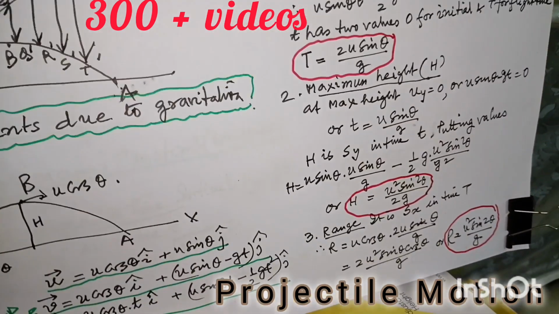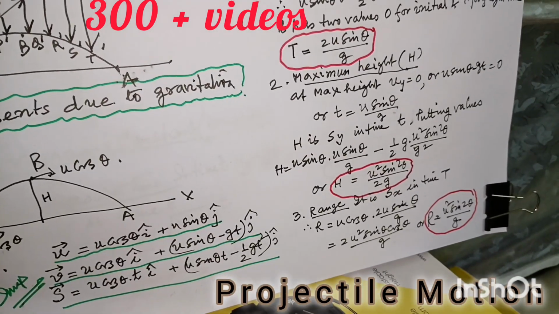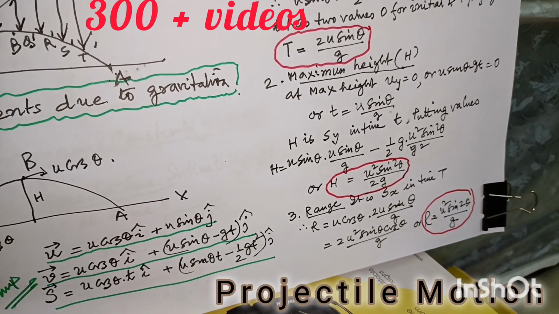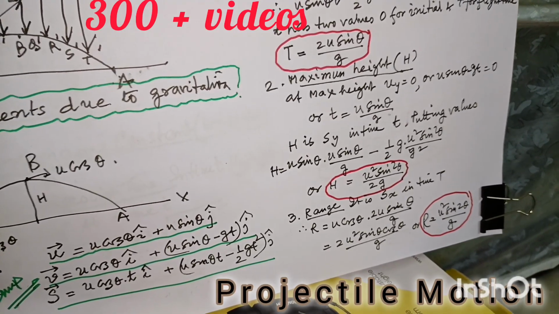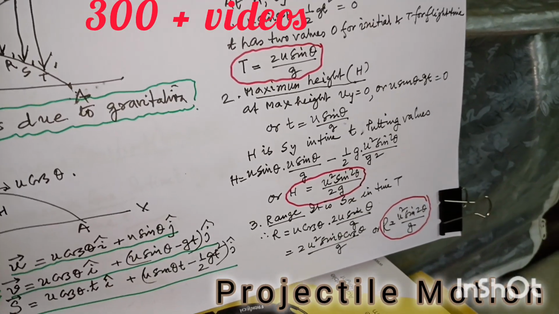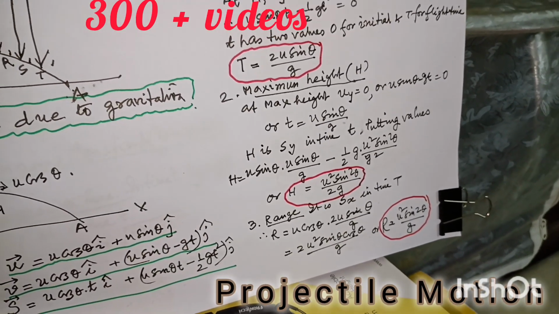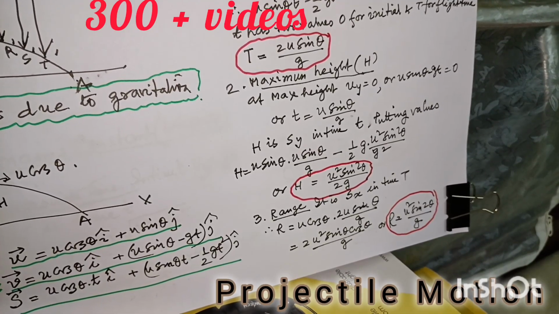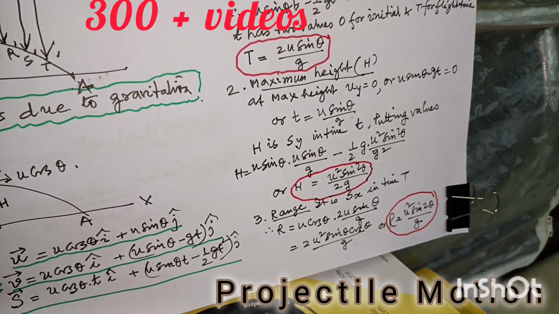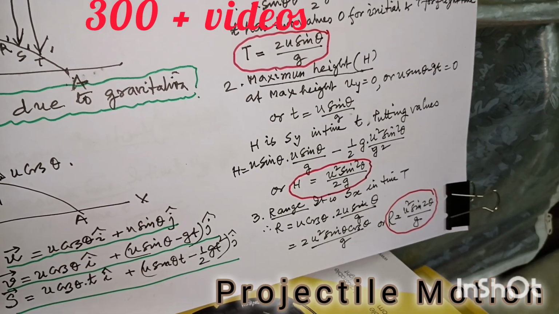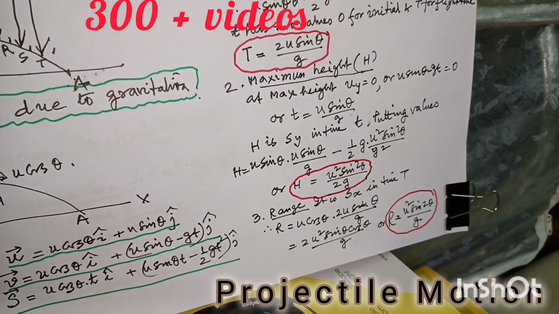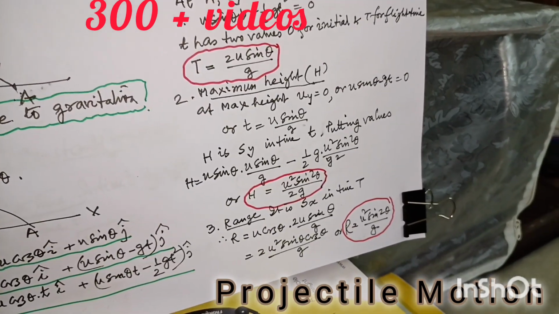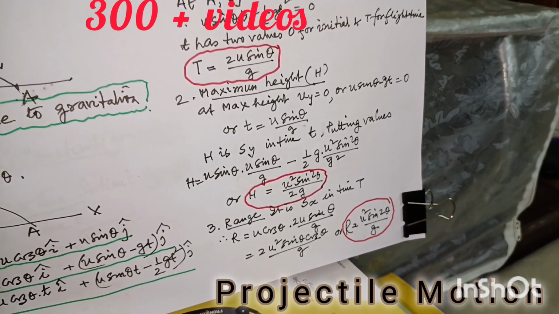So we write the horizontal displacement formula, which is nothing but u cos theta into t, because here we have seen S has an x component u cos theta t i cap. So we write the horizontal displacement as R equal to u cos theta into t, and that t we put as 2u sin theta by g, which is the flight time. By this we will find it is 2u square sin theta cos theta by g, which is nothing but u square sin 2 theta by g.